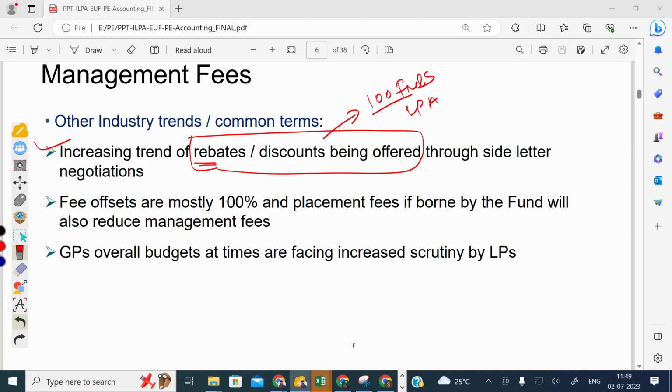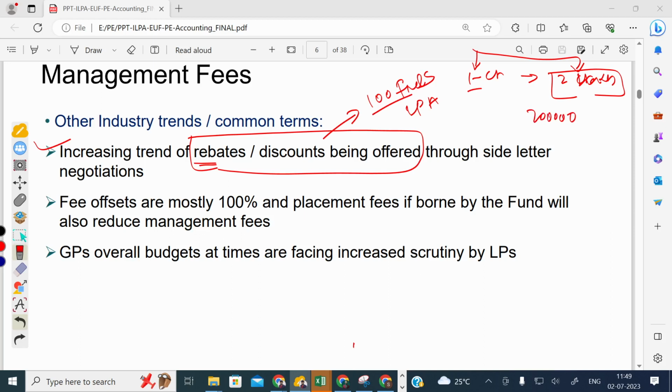Rebate, it means discount. So for example, let's say total 2% management fees on 1 CR, it goes around, let's say, 2 lakhs per annum, right? 2 lakh dollars per annum on 1 CR commitment. So at the end of the quarter, the fund manager will offer a discount, let's say on 2 lakh.